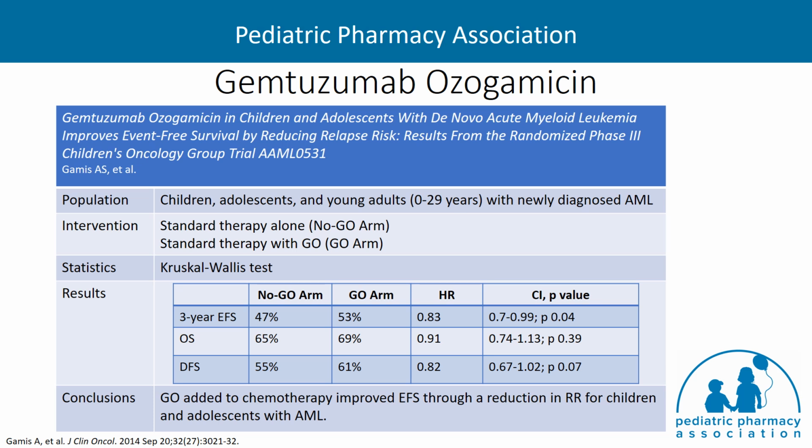Ultimately, they found a statistically significant improvement in 3-year event-free survival with the addition of gemtuzumab, as well as a significant increase in disease-free survival within the gemtuzumab group. These authors ultimately concluded that gemtuzumab ozogamicin added to chemotherapy improved event-free survival through a reduction of relapse risk for children and adolescents with AML.